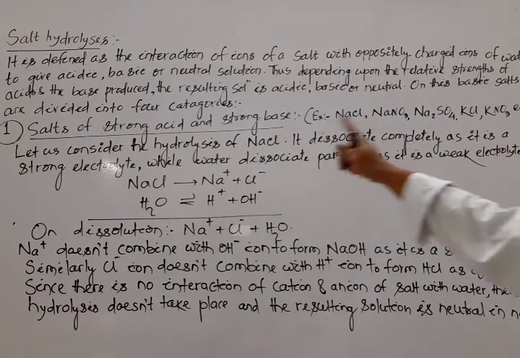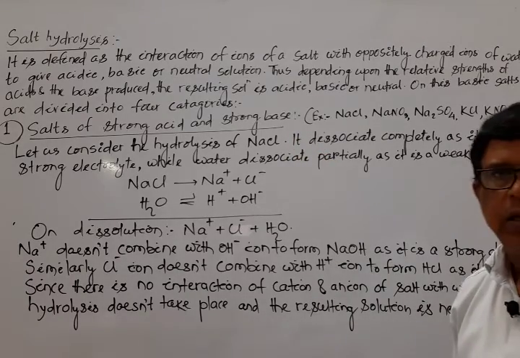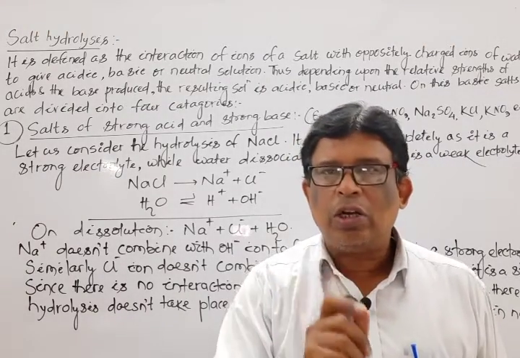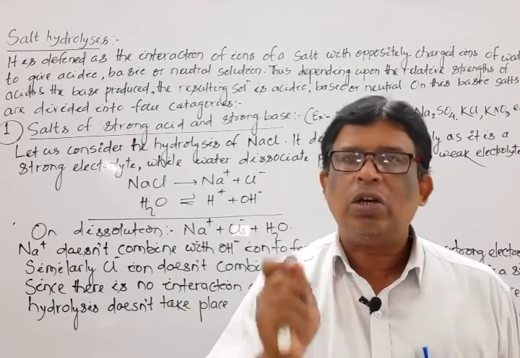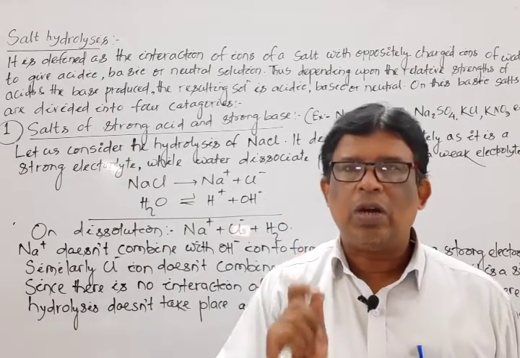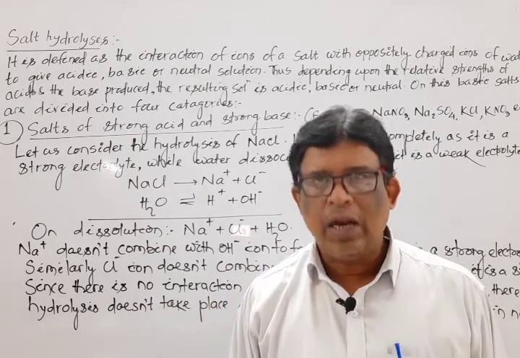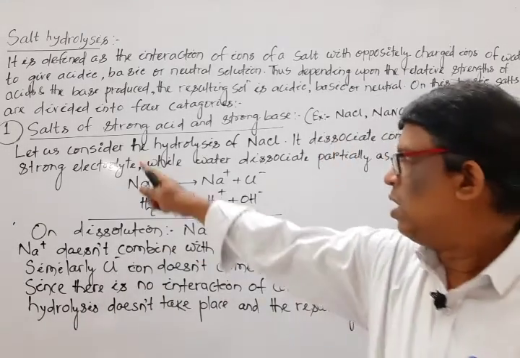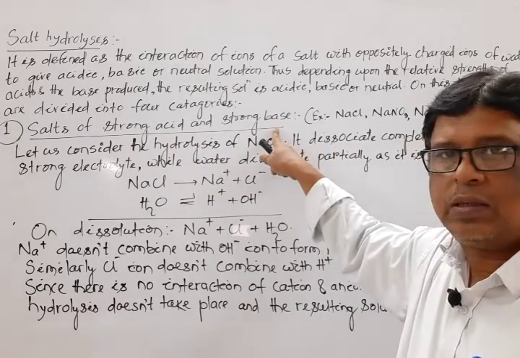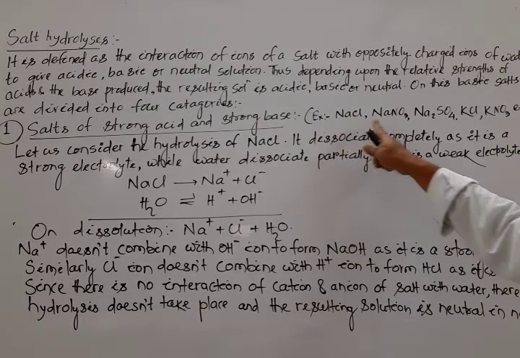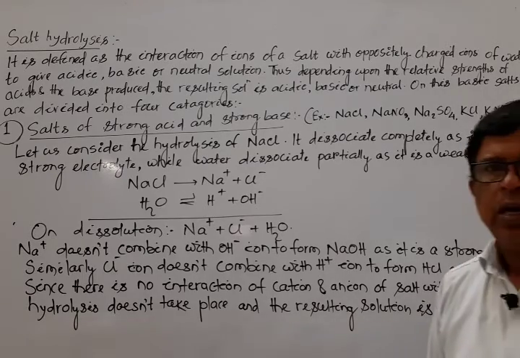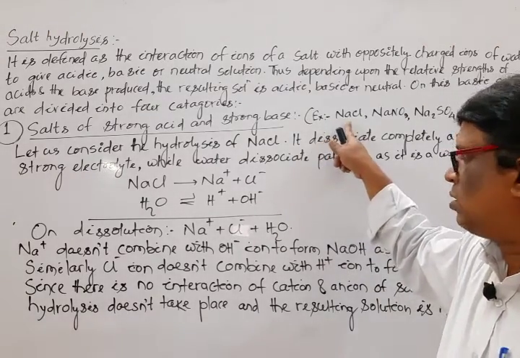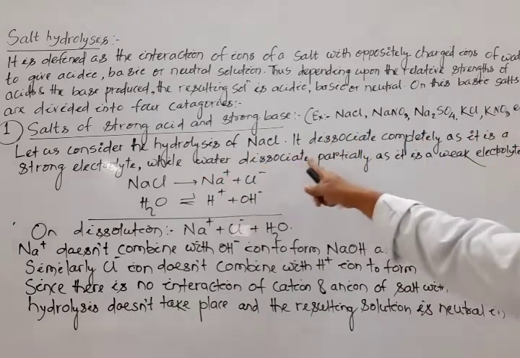On this basis, salts are divided into 4 categories: salt of strong acid and strong base, salt of strong acid and weak base, salt of weak acid and strong base, and salt of weak acid and weak base. Let us discuss one by one. First one is salt of strong acid and strong base. Common examples: sodium chloride, sodium nitrate, sodium sulfate, potassium chloride, potassium nitrate, potassium sulfate. You may select any one. I select sodium chloride.